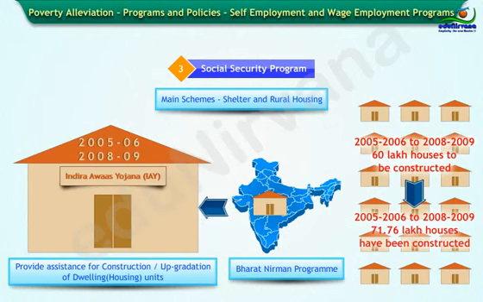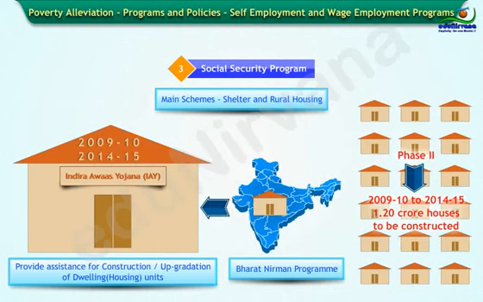Against this, 71.76 lakh houses have been constructed under IAY over the period of 4 years, that is from 2005-2006 to 2008-2009, which is more than the target fixed under Bharat Nirman program. Under Phase 2 of Bharat Nirman program, a target of construction of a whopping 1.20 crore houses under IAY has been fixed for a 5-year period from 2009-2010 to 2014.